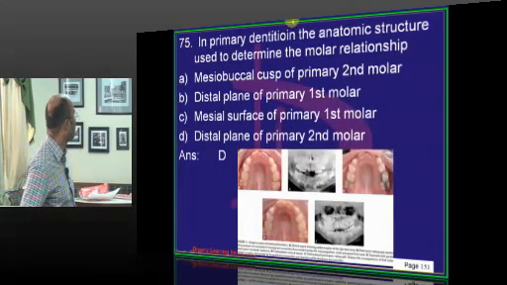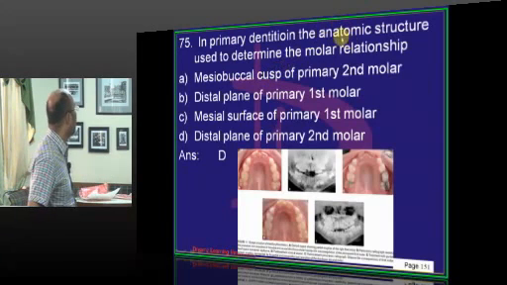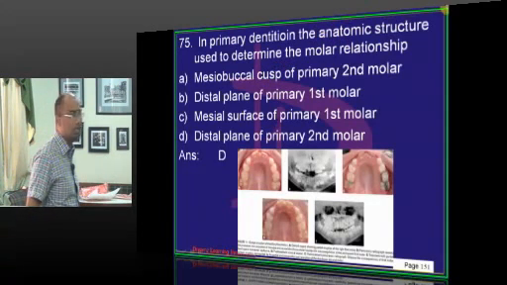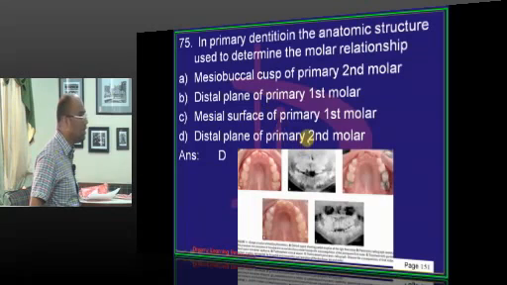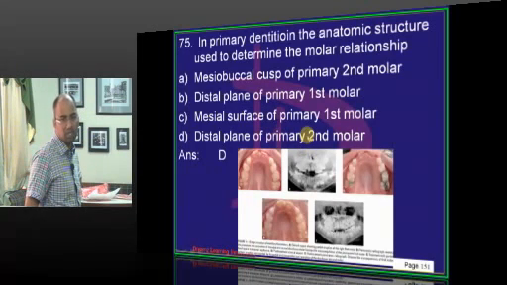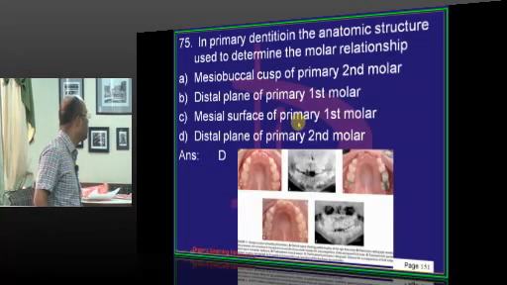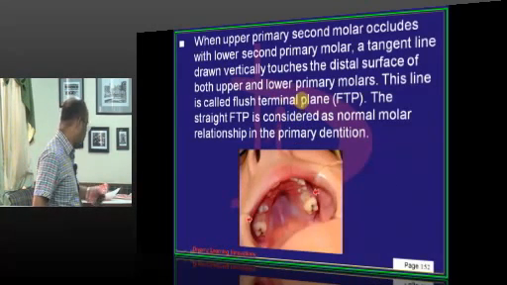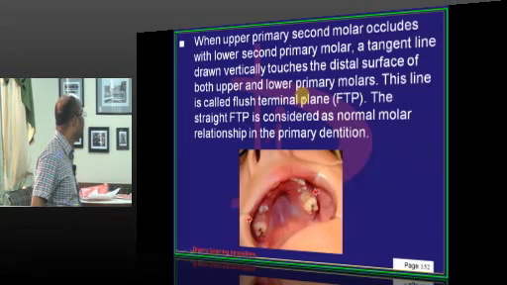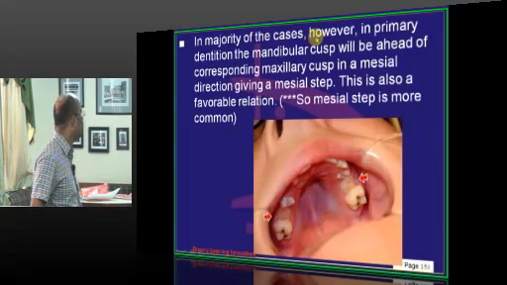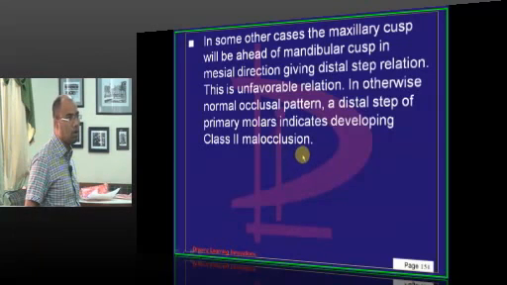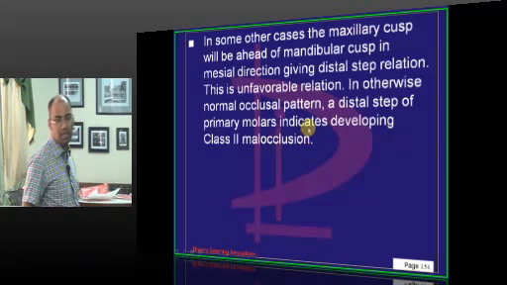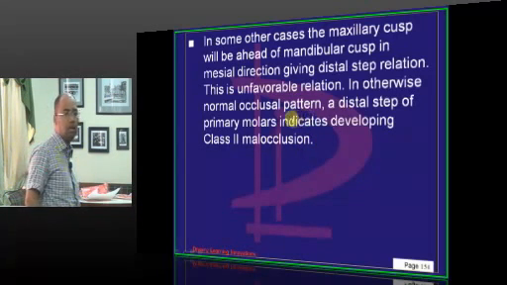In primary dentition, which anatomic structure is used to determine the molar relationship? The distal surface of your primary second molar, which helps your flush terminal plane. That is your flush terminal plane. Mesial step, distal step, already I have told you. So distal step will end up in class 2 or postnormal dentition, or disto-occlusion. A mesial step will end in class 3 or prenormal or mesio-occlusion.